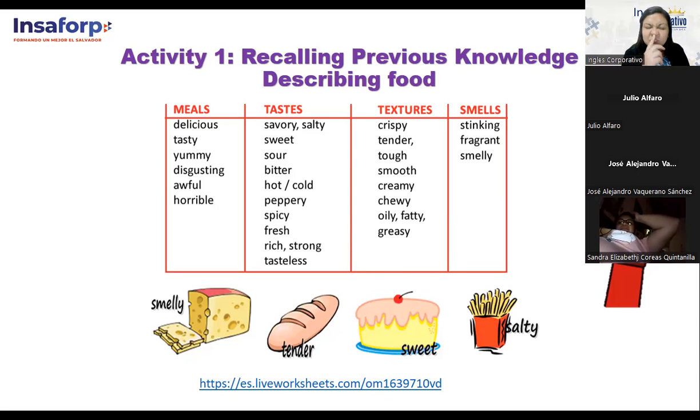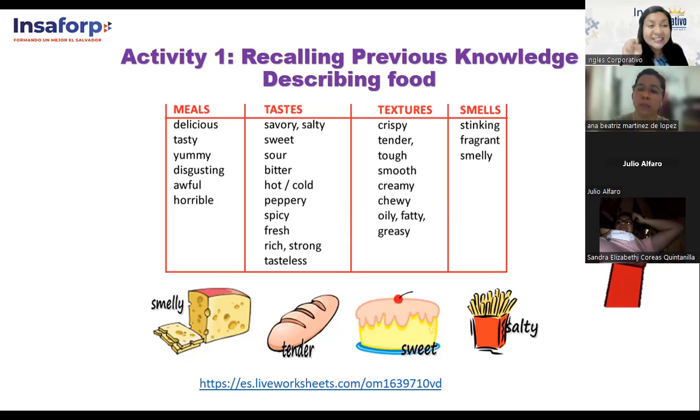We also have chewy. Chewy is something that sometimes you have to chew a lot to eat it. Chewy. We also have oily, with a lot of oil, or fatty, a lot of fat, or greasy. Okay? What is chewy? Chewy, that you have to chew a lot. Well, sometimes chewy is chicloso, right? Like the cheese can be chewy, or sometimes the meat can be chewy.